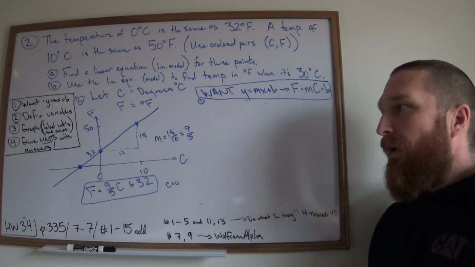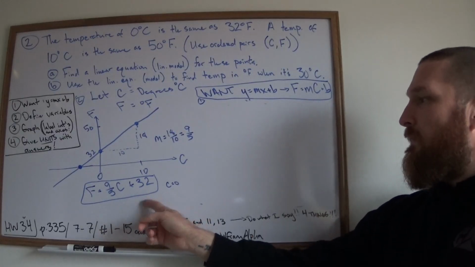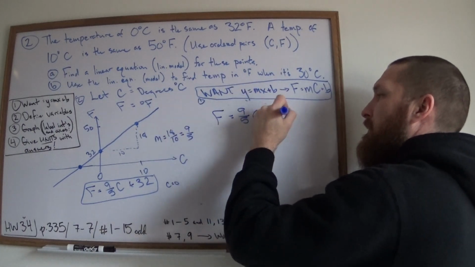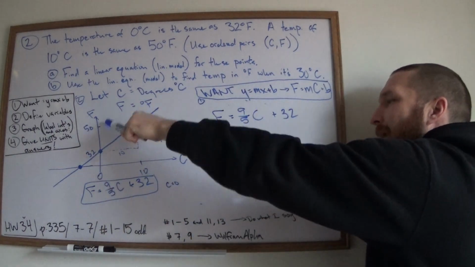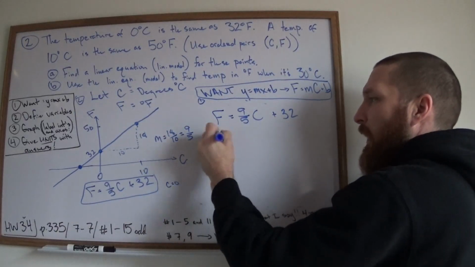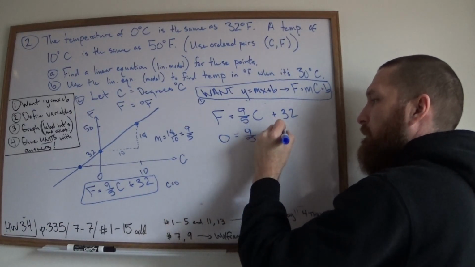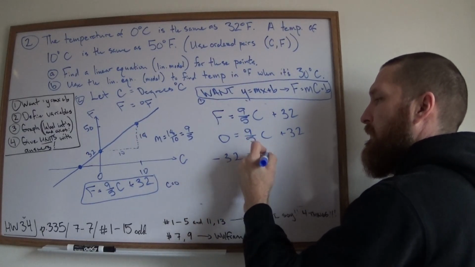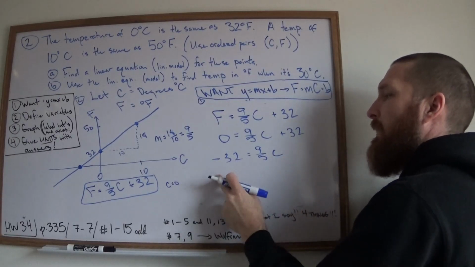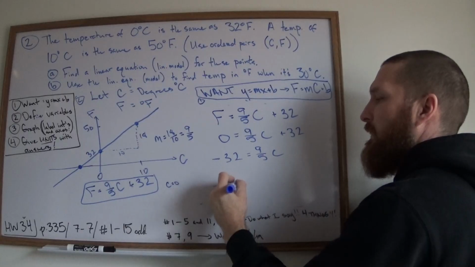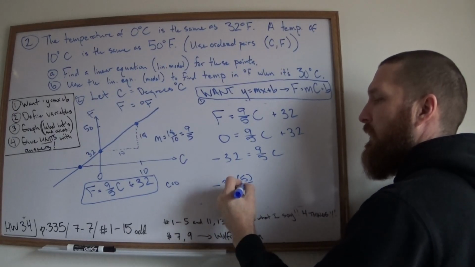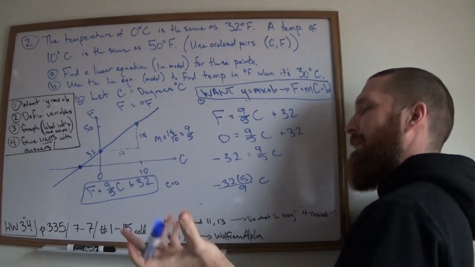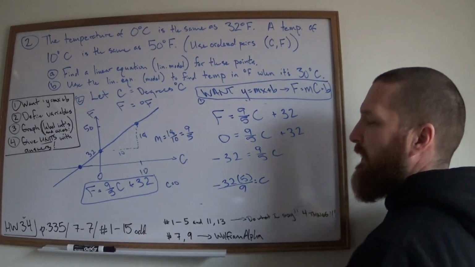Where? Well, it's whenever f is equal to 0. So I'm going to come back to this. My f equals 9/5 c plus 32. And say, when f is equal to 0, c is equal to what? Well, let's find out. Subtract 32: negative 32 equals 9/5 c. Multiply by 5, divide by 9: negative 32 times 5 over 9 equals c. And I mean that's good enough. But let's just figure out what it is.